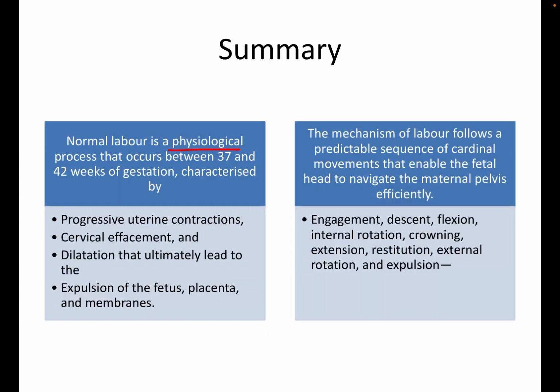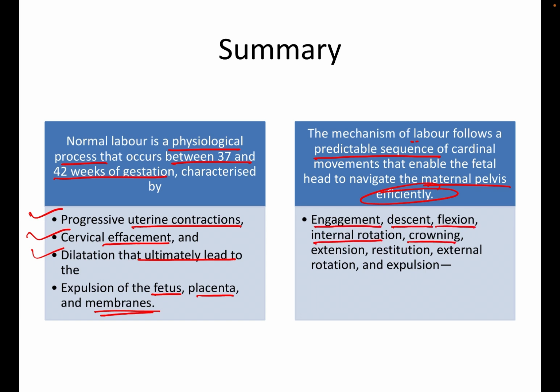Normal labor is a physiological process that occurs between 37 and 42 weeks of gestation, characterized by progressive uterine contraction, cervical effacement, dilatation that ultimately leads to the expulsion of fetus, placenta, and membranes. The mechanism of labor follows a predictable sequence of cardinal movements that enable the fetus to navigate the maternal pelvis efficiently. These include engagement, descent, flexion, internal rotation, crowning, extension, restitution, external rotation, and expulsion of the fetus finally.